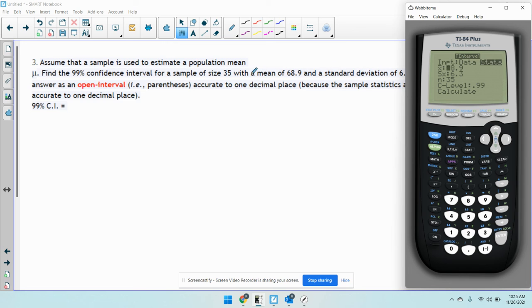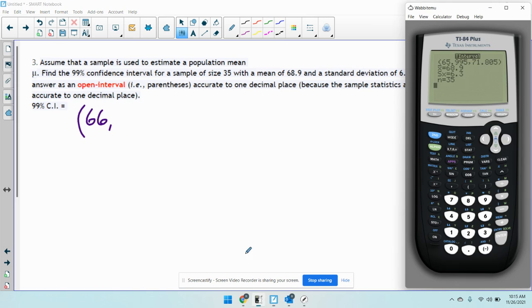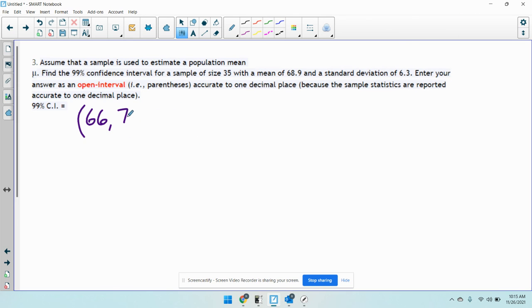The statistics they give us is that the sample mean is 68.9. So X bar is 68.9. The sample standard deviation is 6.3. This is not the population. N is 35. And we calculate a 99% confidence interval. So accurate to one decimal place, we get 65.99, so 66 to 71.8. There you go.